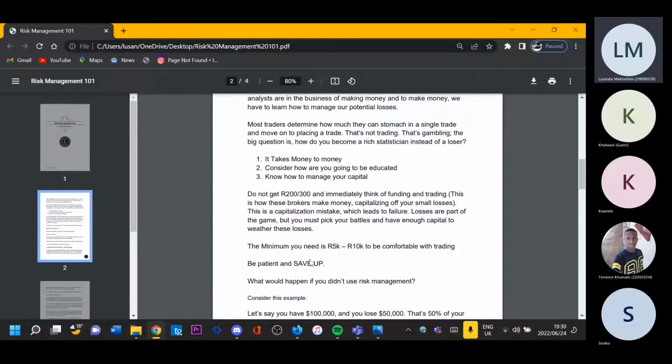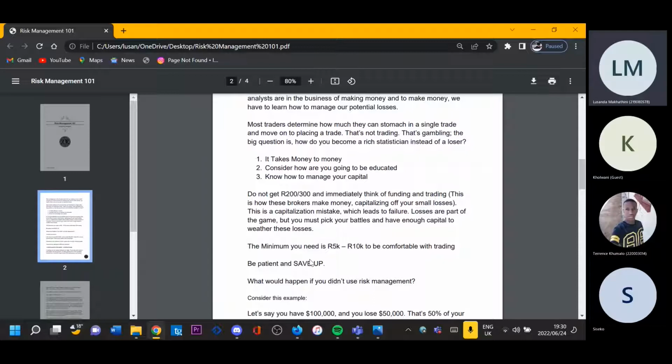Every single time you fund with 300 rand, if you fund 10 times, that's already 3k, and you keep blowing that 300. You need enough capital to weather your losses when it comes to trading, because we all want to see development in our trading, and slow development is actually annoying.